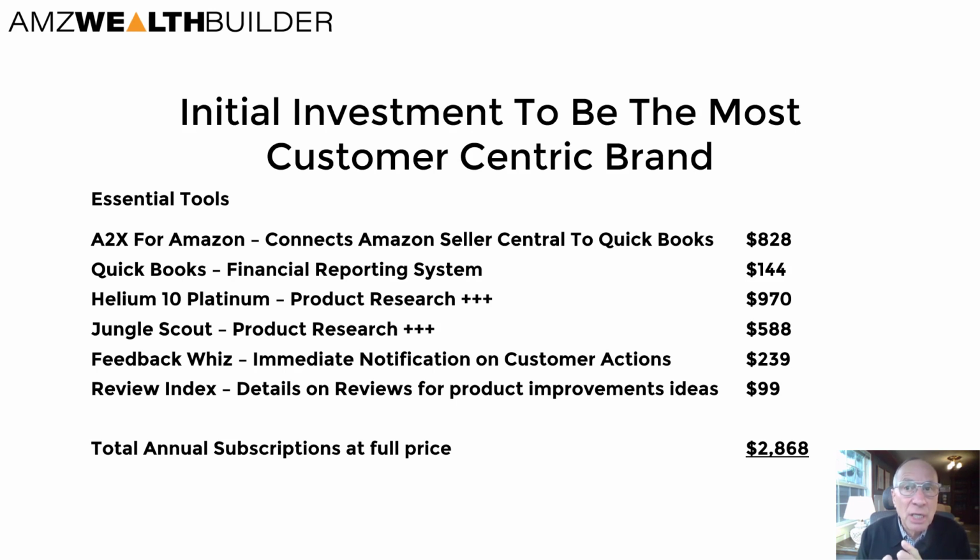But first, I want to just talk a little bit about the money. What I've done here in an effort to be exceedingly conservative is I've taken the everyday annual cost, everyday monthly cost, and I've annualized it. And that's where I came up with the 2868 number. In reality, it's going to be less than that. It's going to be less than that for two reasons.